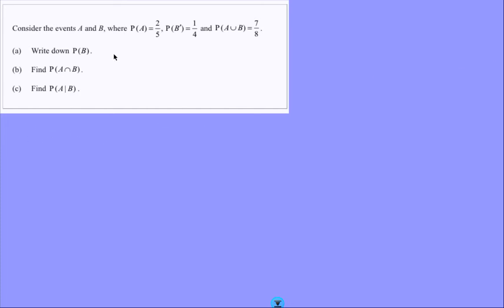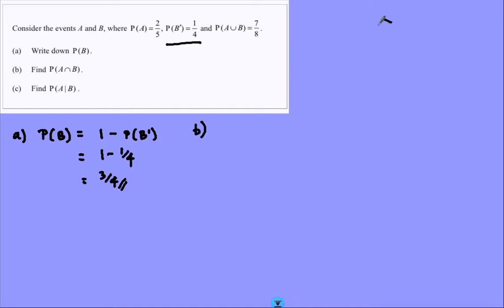Okay, so we're looking at the addition rule and a little bit of conditional probability here. Start with question A. We're after the probability of B, and easy enough because we know the probability of not B. Probability total is 1, minus the probability of not B gives us the probability of B. Part A, easy enough. Part B, slightly more awkward.